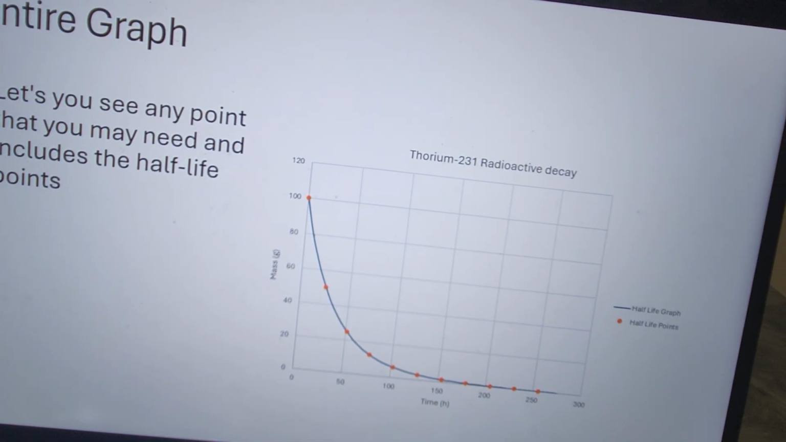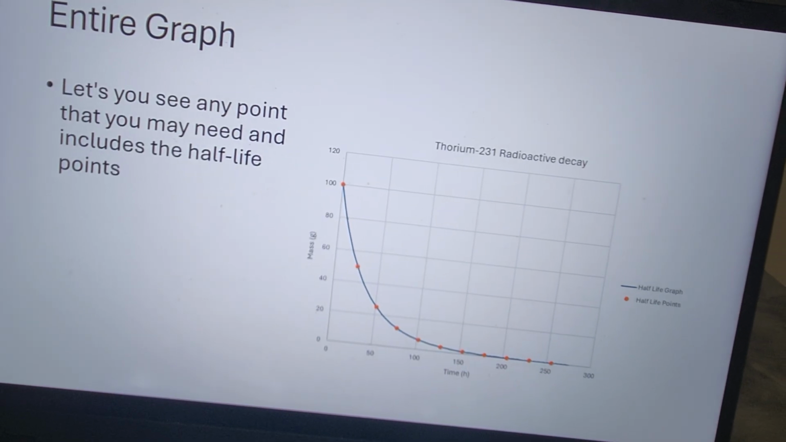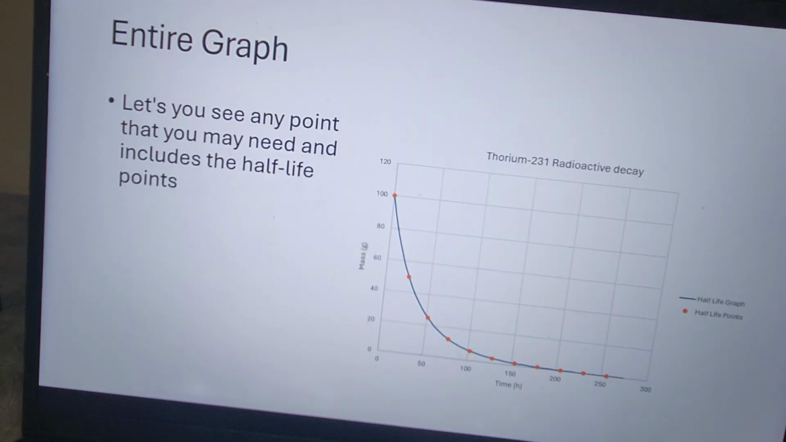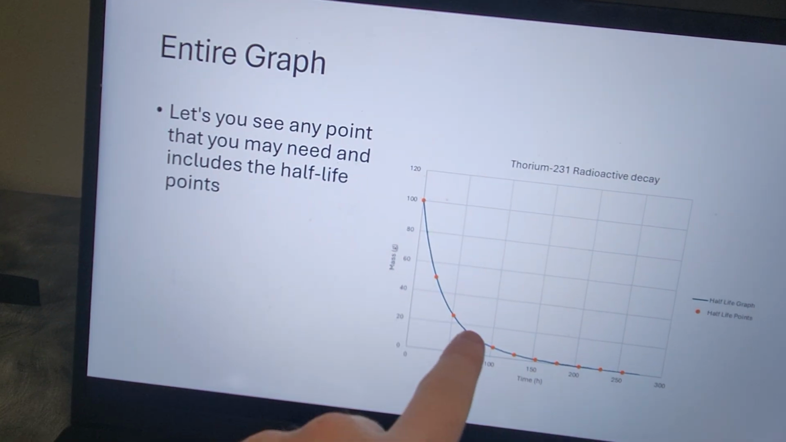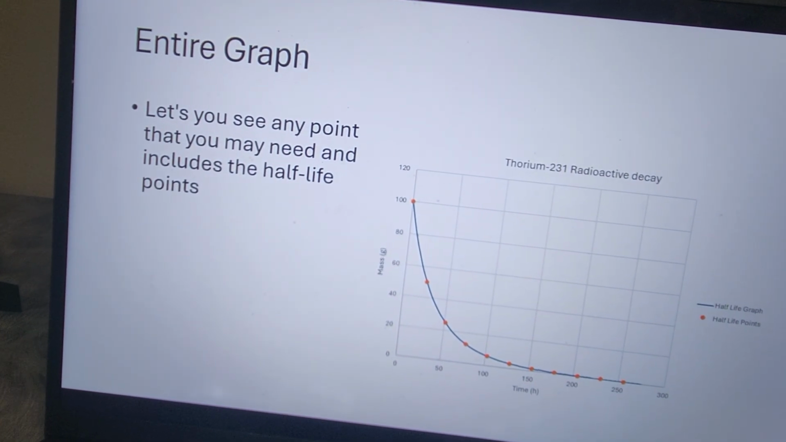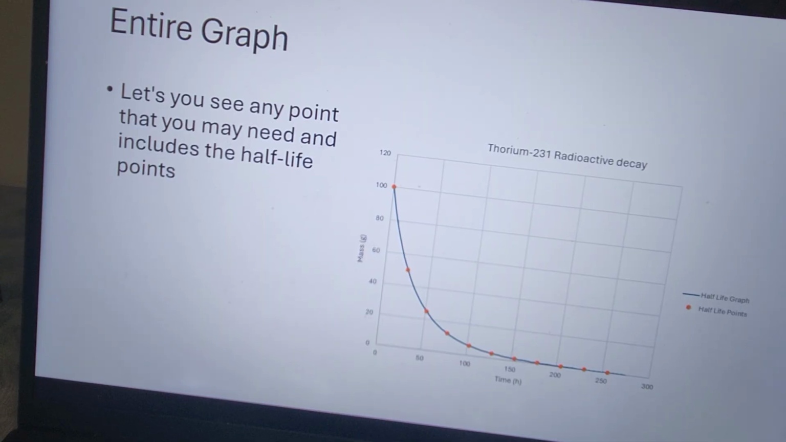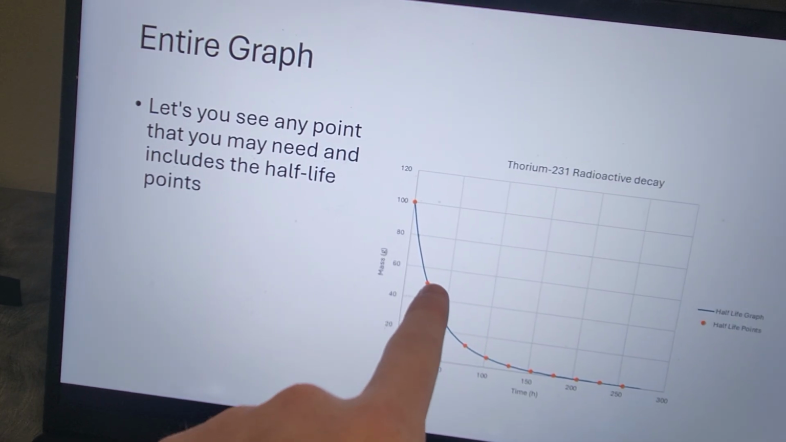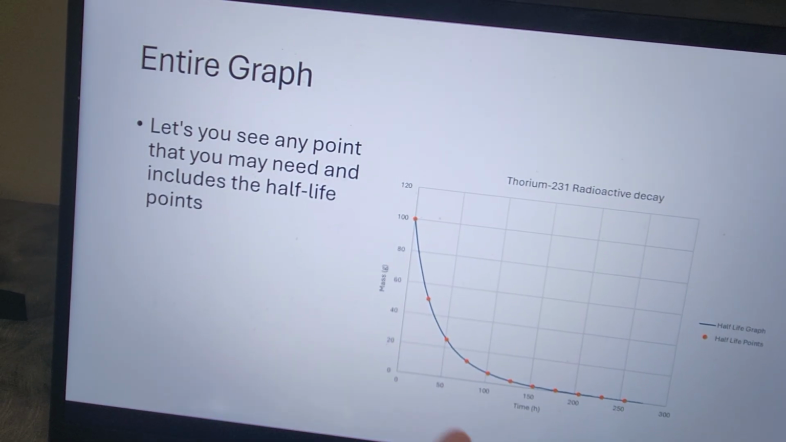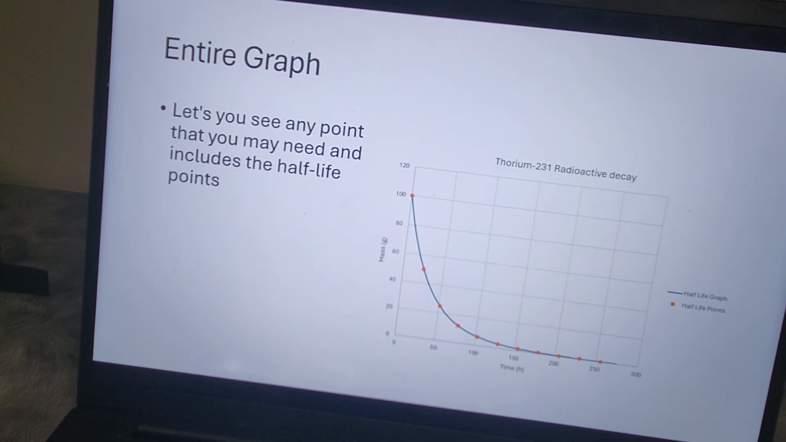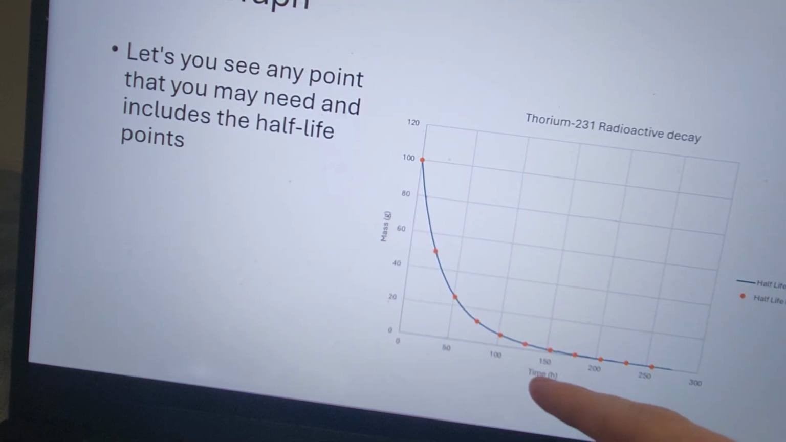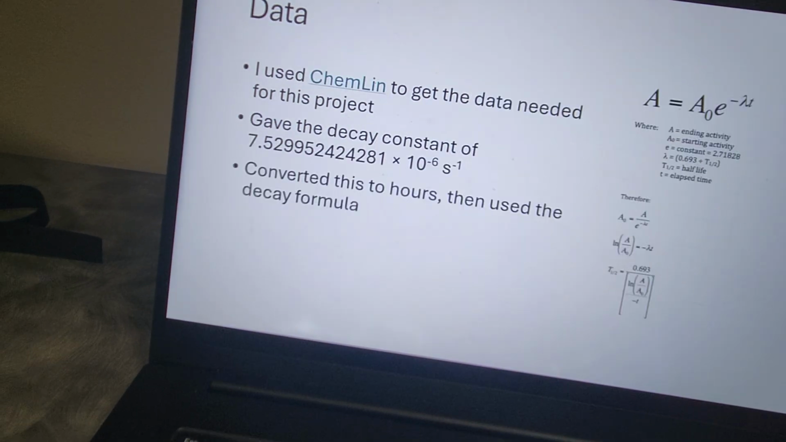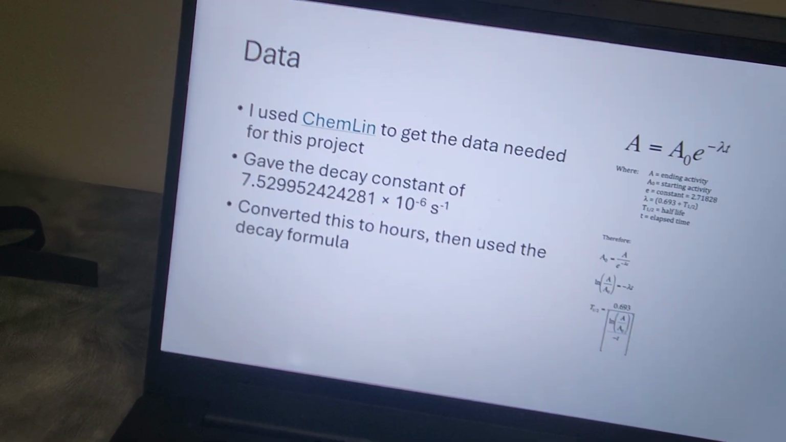What I like about this graph compared to just doing a normal decay graph or just doing the half-life points is you can choose any point in between here and find what you're looking for. If you're looking for something 30 hours in, you can hover over right about there and it'll show you the grams that are needed. If you need something 120 hours in, it's right about there and you can hover over it and it works.